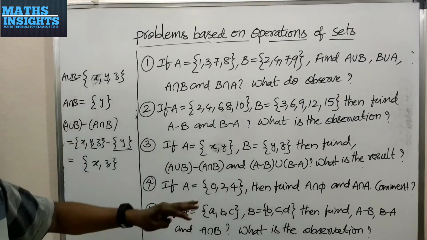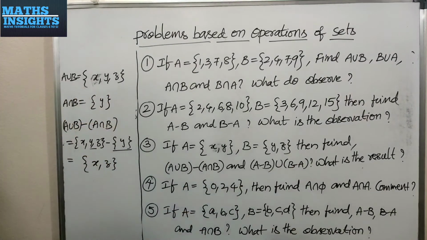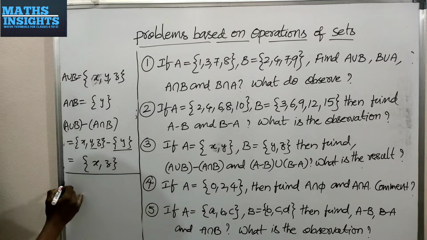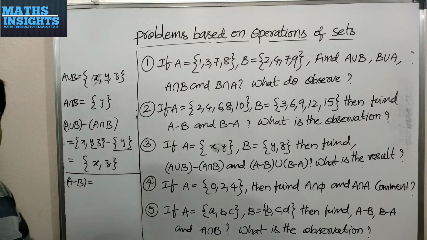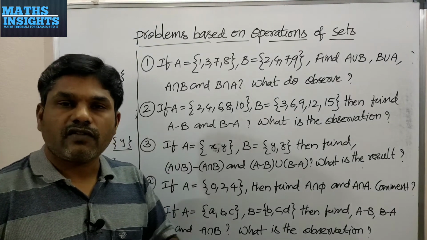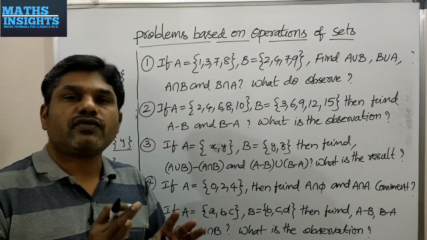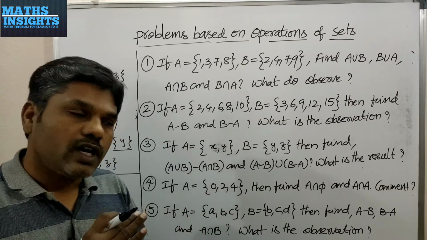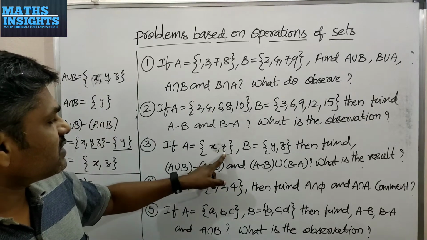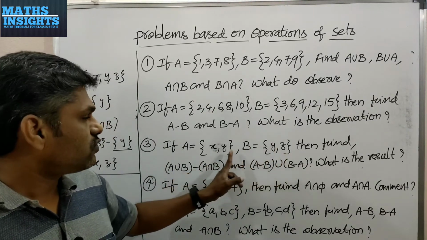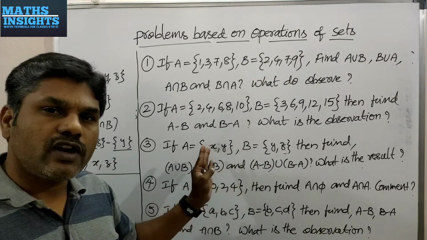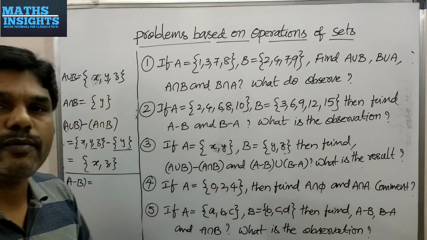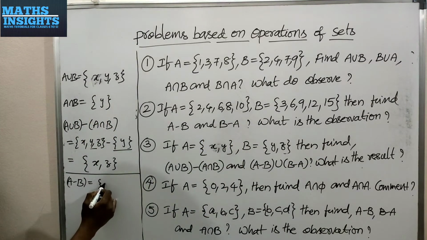Similarly they have asked another result also, that is (A minus B) union (B minus A). First you will find A minus B. A minus B is the set which contains the elements of A only. If there are any elements of B, you have to remove them. If you observe X, Y in A and Y, Z in B, so Y is in B, therefore we will remove it and write the remaining elements of A. That will become A minus B.